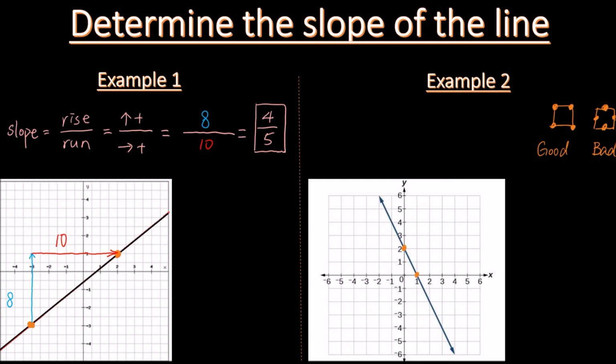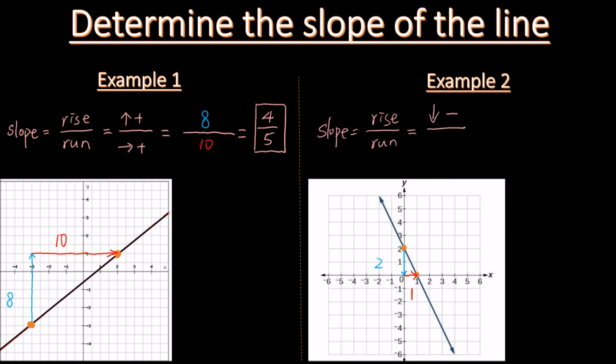Now we can count the boxes from the left point to the right point. It is going 2 units downwards and 1 unit to the right. We know the slope is rise over run. Since it is going downwards, the numerator is negative 2 and the denominator is 1. And simplify, we get negative 2.